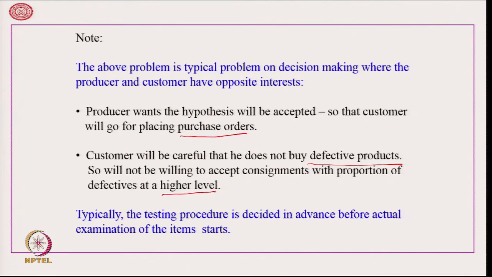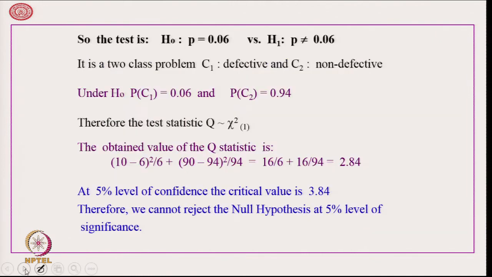So, typically how the test will be carried out is decided in advance, before the actual examination of the items starts. We are not going into the detail of the statistical procedures. So, let us look at how we test for H naught: p is equal to 0.06 versus H 1: p not equal to 0.06. So, we are looking at a two-sided test.